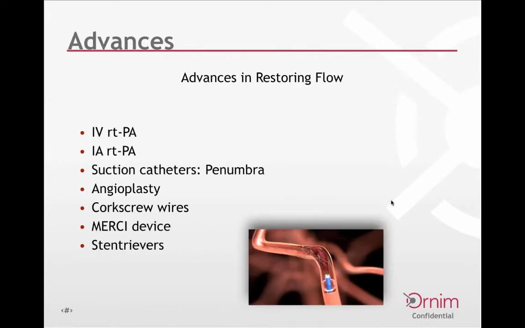And it is for this reason that we've seen major advances over the last 15 to 20 years in the attempts to restore flow. In 1995, the National Institute of Neurological Disorders and Stroke published their seminal papers on IV tPA and their effect on reducing the long-term morbidity and mortality from stroke. Soon thereafter, we saw a growth in the use of intra-arterial recombinant tissue plasminogen activator. And it really wasn't long thereafter that we started to see angioplasty and stenting, the delivery of suction catheters deep into the brain, such as the Penumbra device, corkscrew wires, a variety of different tools, such as the Merci device.